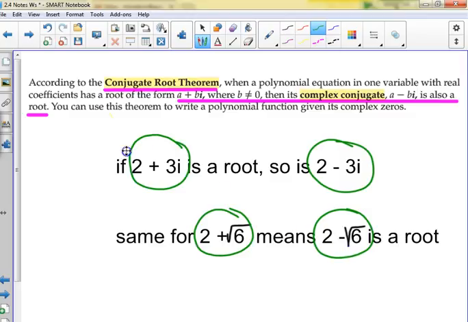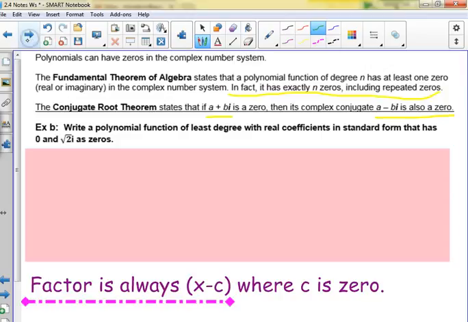Does that sound familiar? Maybe? Okay, so the fundamental theorem of algebra, again, states it has as many zeros as the degree, but that can include repeated zeros. What are repeated zeros? Like multiplicity 3, okay? Then you would count all 3 of those as 3 zeros. All right, the conjugate theorem says if a plus bi is a zero, then a minus bi is also a zero. Okay, here we go.